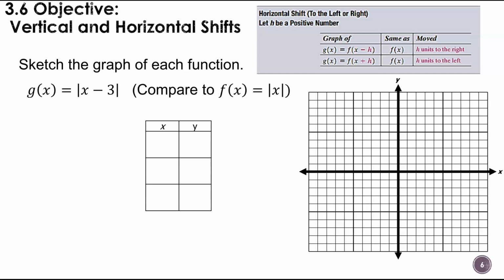All right, so on this one we are going to graph an absolute value function, g of x equals the absolute value of x minus 3. From our chart over here on horizontal shifts, we can see that when it's a minus, it's going to go to the right. And notice that we had parentheses.